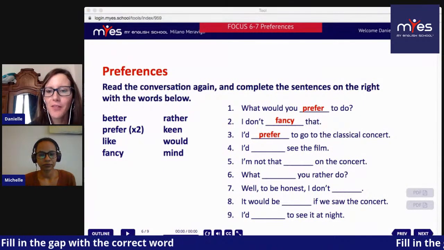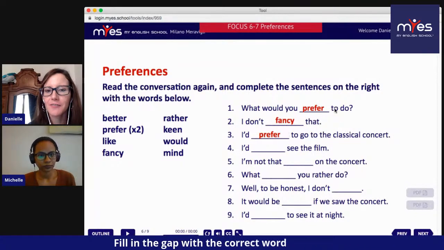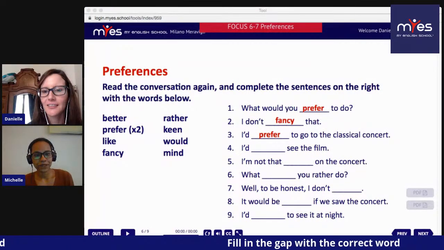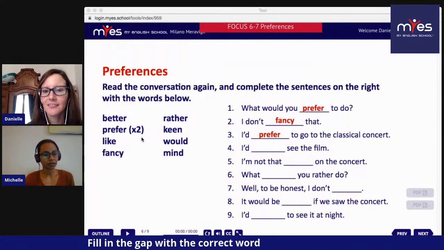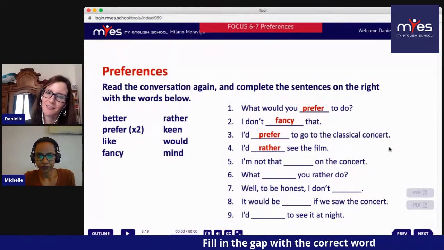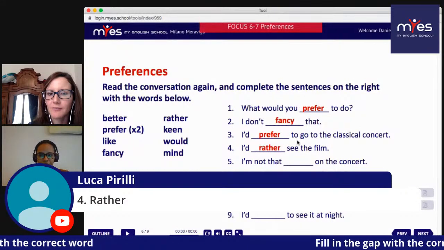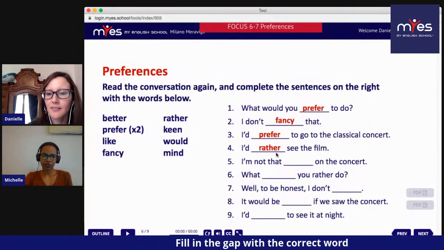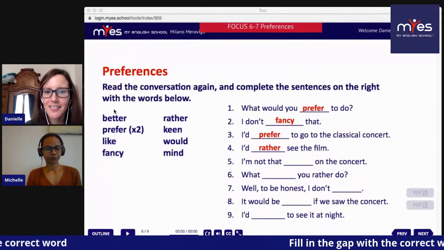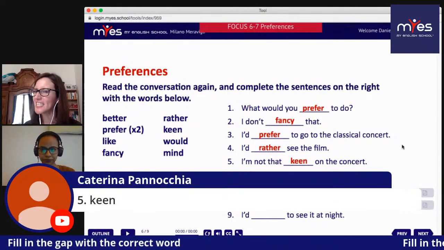So what's number 4 then? Yeah, number 4. So both of the prefers have gone. So what's something that means something similar to prefer? So I would say I'd rather see the film. Well done, guys. Yeah. So rather is sort of the same as prefer to. Okay. Fantastic work, guys. You're really on it. I'm not that, well done, keen. I'm not that keen on something. Okay. You don't really like it.